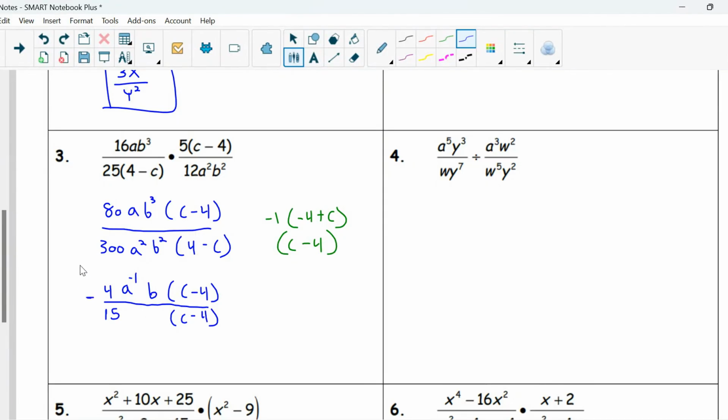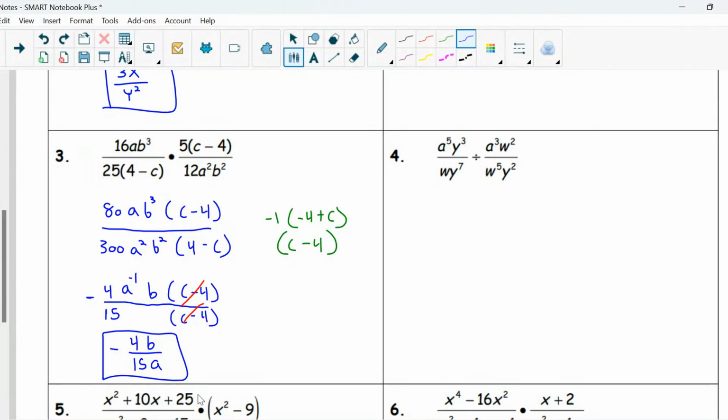So now I'm going to go ahead and simplify. So reducing my fractions, since these are common factors, I can reduce these by vertical reduction here. So that cancels those out. Over here, I have a negative exponent, so I'm going to take the reciprocal of that. So this is going to give me negative 4 over 15. A is in my denominator, and b is in my numerator. And that is my final answer there.